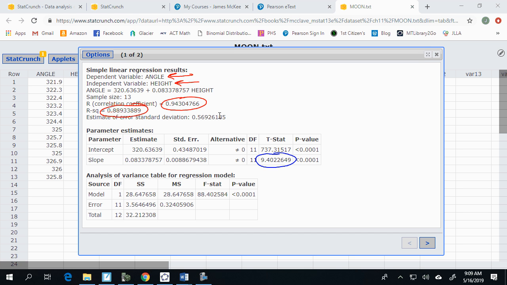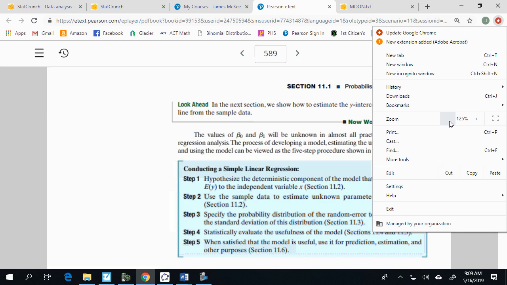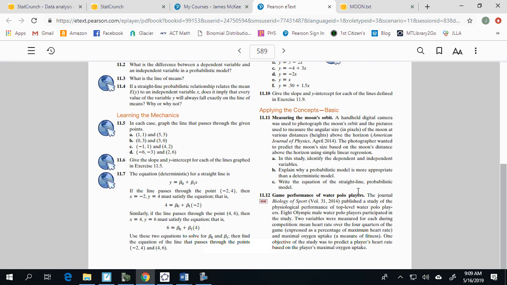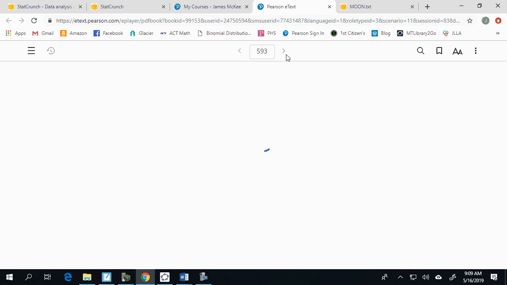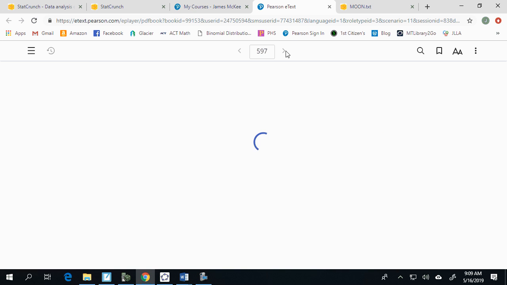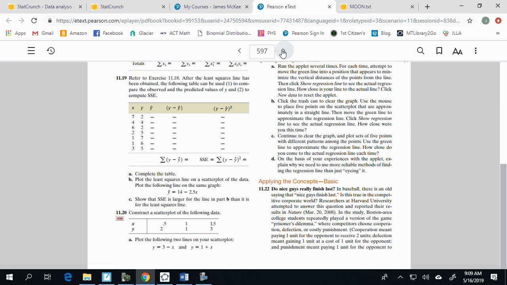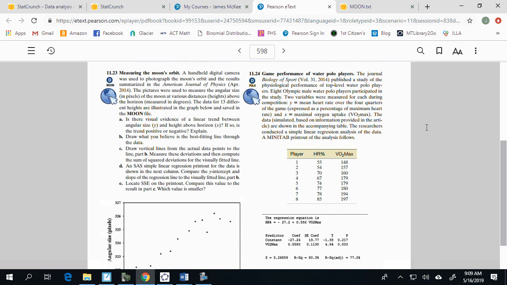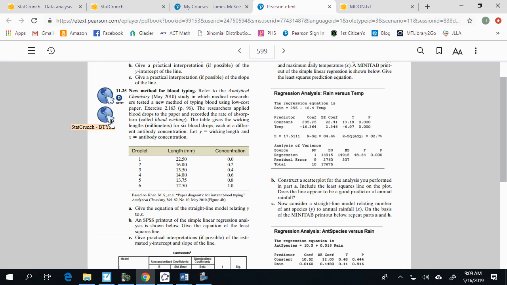Interpret the meaning of beta 1. So we'll look at another slope example here real quick and see if I can find StatCrunch. Where's my data set? My kingdom for a data set. Okay, consider the following. Measuring the moon's orbits. Blood typing. Here we go. So what are we doing here?